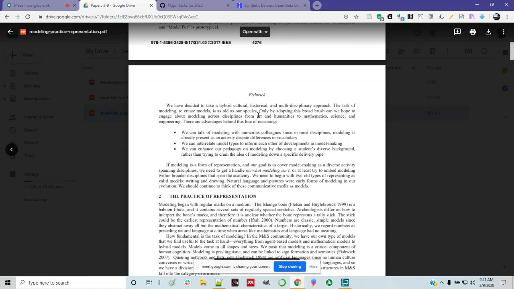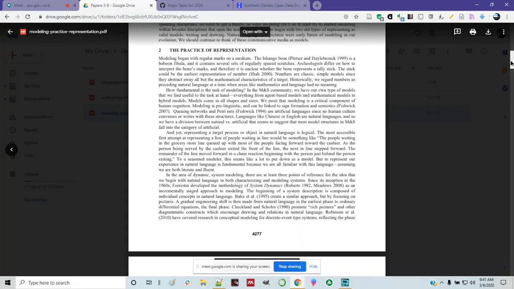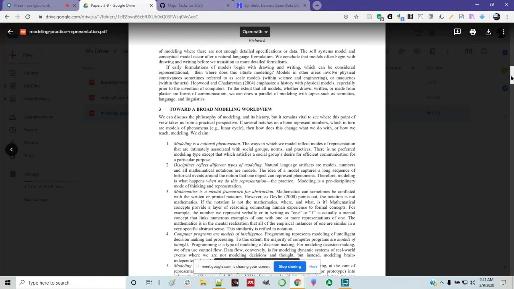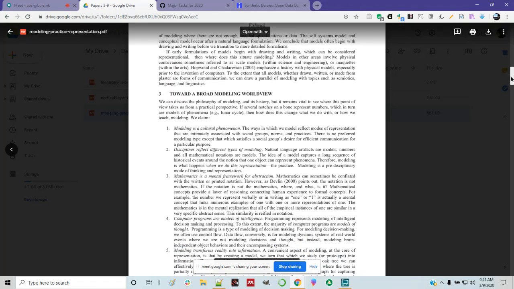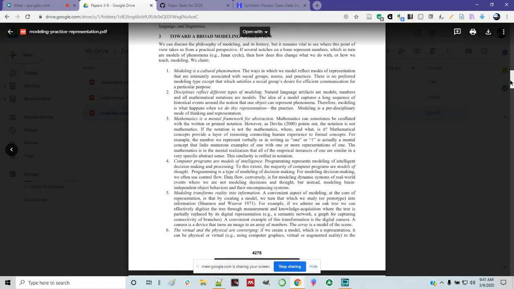So they've taken a hybrid cultural, historical, and multidisciplinary approach in this paper. And so I think Jesse would be really interested in reading this all the way through. It's just a position paper on modeling and the worldview of modeling. And I think it's really interesting. He puts a couple of points out there.